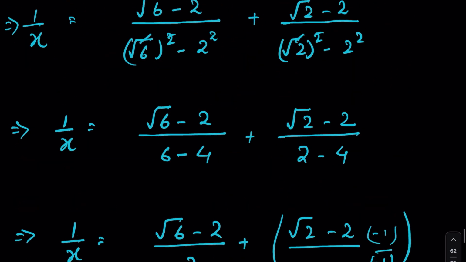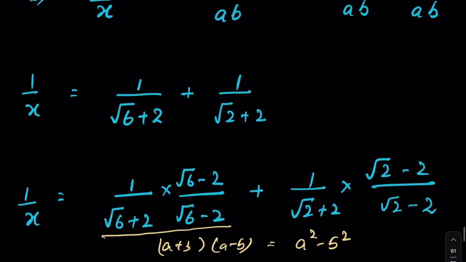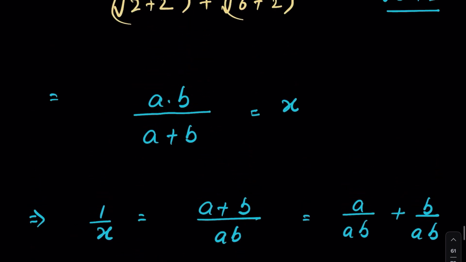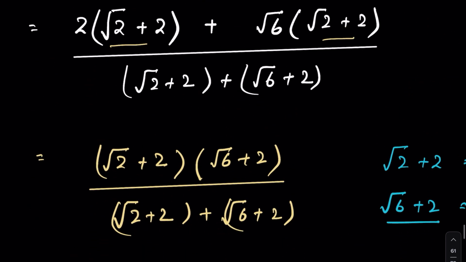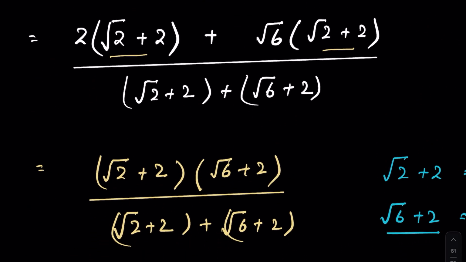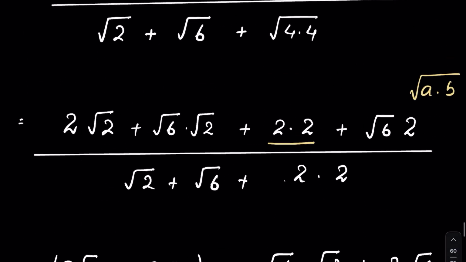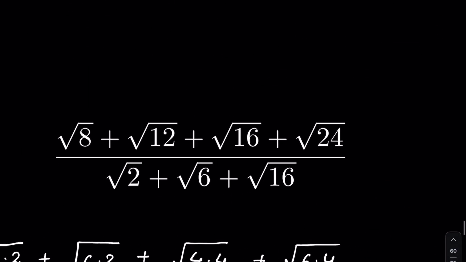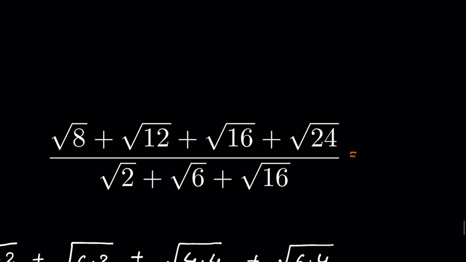So what we have done, we just simplified the radicals by using some algebra and rationalization. So this will be equal to square root of 6 plus square root of 2 upon 2.